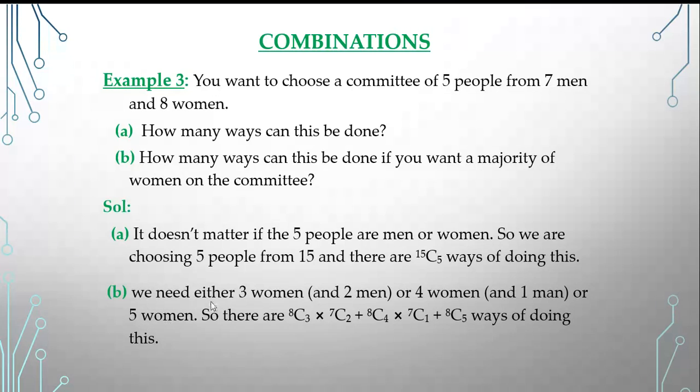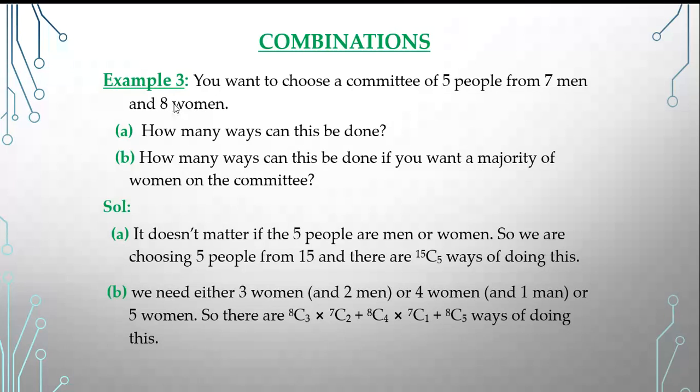So what are the ways of selecting these? If we choose three women out of eight women, that is 8C3. If we choose two men out of seven men, that is 7C2. Here it is 'and', so we multiply, and then our task is complete: we have selected the five persons. This is one way to select the five persons, and the other way is four women. So we choose four women out of eight, that is 8C4, and one man out of seven men, that is 7C1. So we multiply this.